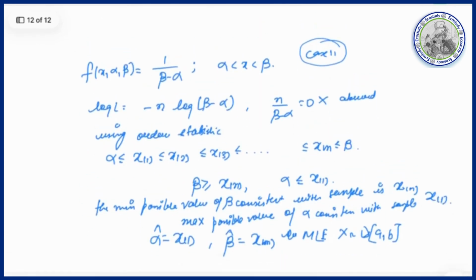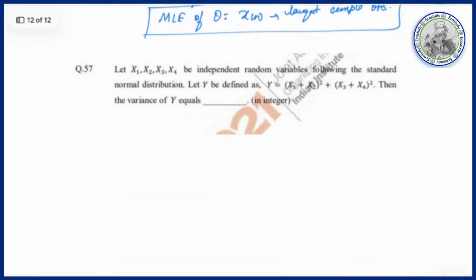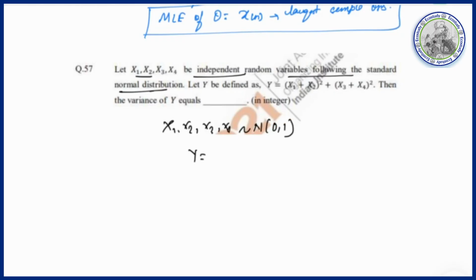Now the next question, and I think this is the last question. If x1, x2, ..., xn are independent random variables with the standard normal distribution, that is, all of x1, x2, x3, x4 follow standard normal (0, 1), and Y is (x1 plus x2) squared plus (x3 plus x4) squared, we have to find the variance of Y. This is a very easy question.